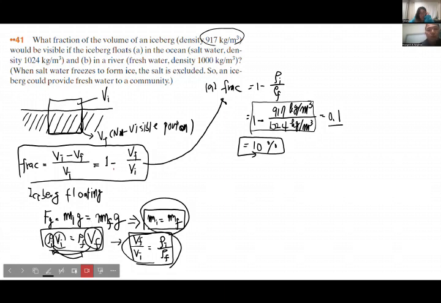You can find a similar fractional ratio for the river. In the river case, the water itself is pure water. There's no salt mixed into the water, so your density is 1,000. Can you just tell me how much fractional ratio you may have out of that condition? So now that is one minus rho I over rho F. This one should be the density of the fresh water.